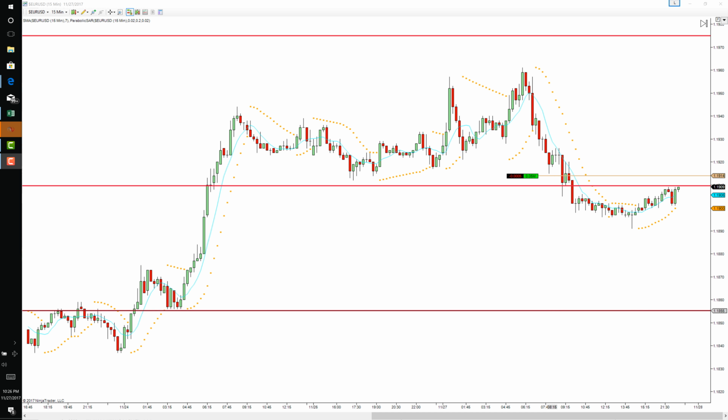These red lines I have here are very strong planetary resistance and support levels. So this level at 1975 is a resistance level. This is a support level here at 1910. And this is also a support level of 1910. What I'm anticipating, as you can see on a smaller time frame, I have no Elliott counts. I'm just going based off of support and resistance levels. I'm expecting price to break through the 1910 support level.